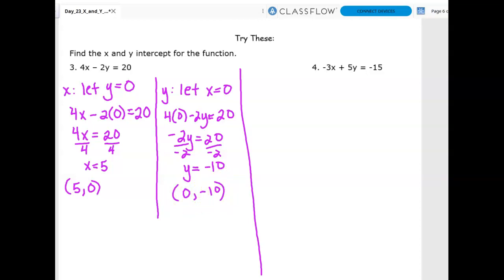We'll do the next one in a different color so you can see it. So number 4, our x, we're going to let our y be 0.